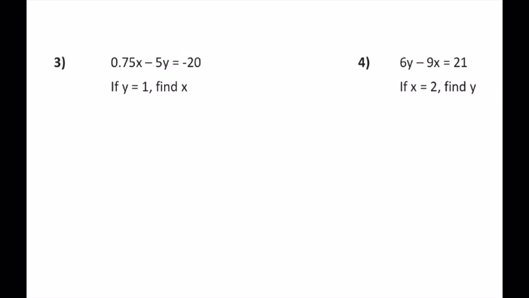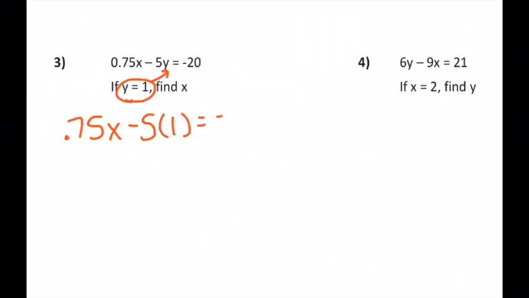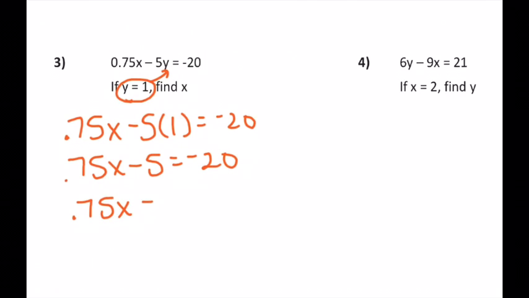Okay, number 3, if y is equal to 1, so you're going to plug in for y. So 0.75x minus 5 times 1 equals negative 20. So 0.75x minus 5 equals negative 20. 0.75x, I'm going to add 5 to both sides. Watch your signs. And so x is going to be negative because negative divided by a positive is negative. And 15 divided by 0.75 is 20. So x is equal to negative 20 if y is equal to 1.